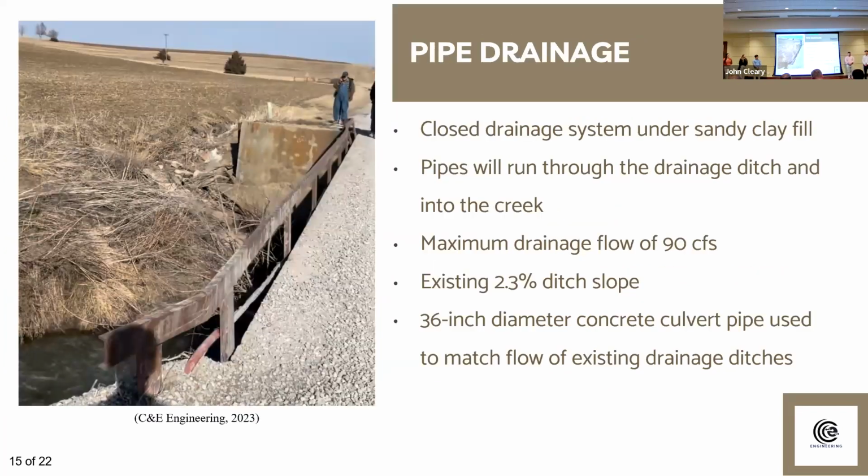So for our drainage ditches, when we have the new fill that will come with the elevation of the bridge, we have decided to run pipes, 36-inch concrete culvert. Pipes will be used to match an existing 2.3% slope. And with that, there's an associated flow of 90 cubic feet per second.